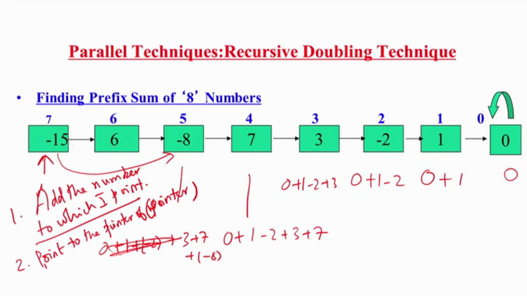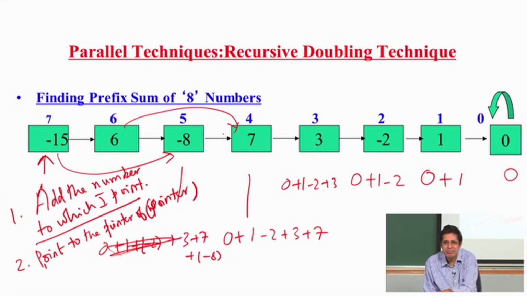And similarly, what will 6 do? 6 will add to minus 8, so you will get minus 2, and it will now point to 4. Are you understanding this? I will add the content of whomever I am pointing to, and then I will point to that fellow's pointer. So are you able to follow this? This is a step. At the first step, 7 points to 6, so the content of 7 will be added to the content of 6 and stored at 7, and now 7's pointer will point to 6's pointer.